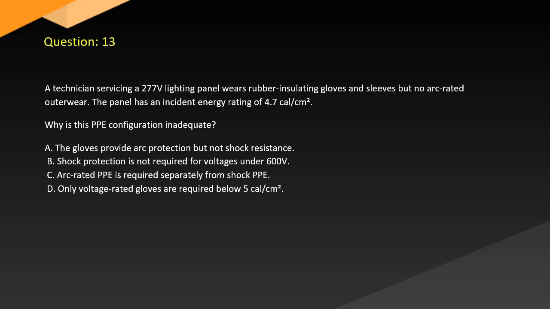Question 13. A technician servicing a 277 volt lighting panel wears rubber insulating gloves and sleeves but no arc-rated outerwear. The panel has an incident energy rating of 4.7 cal/cm². Why is this PPE configuration inadequate? A. The gloves provide arc protection but not shock resistance. B. Shock protection is not required for voltages under 600. C. Arc-rated PPE is required separately from shock PPE. D. Only voltage-rated gloves are required below 5 cal/cm².